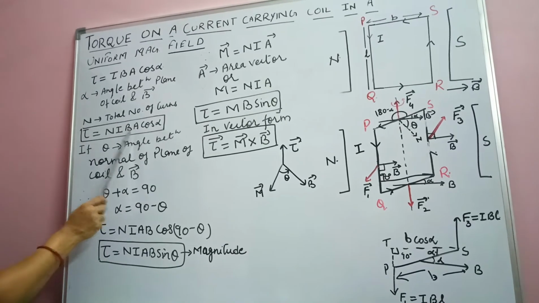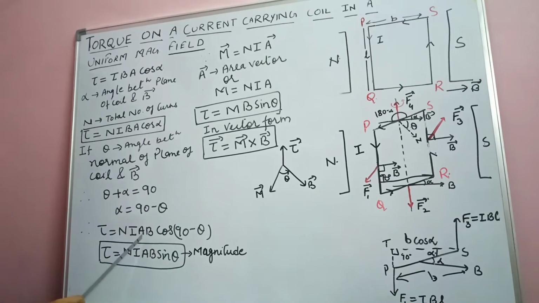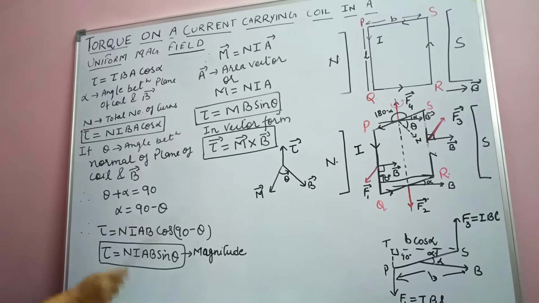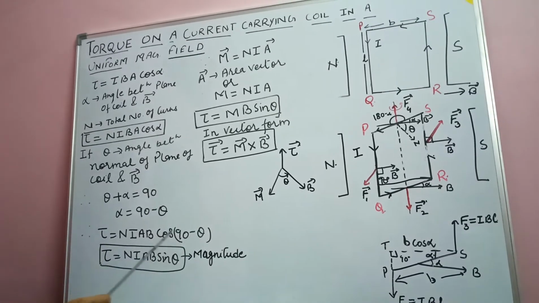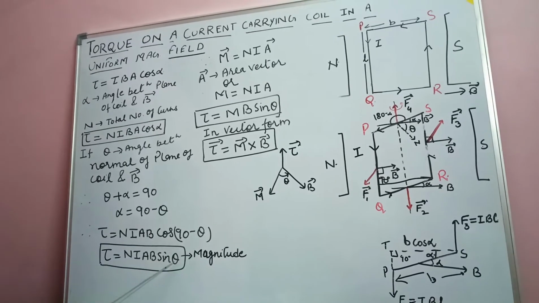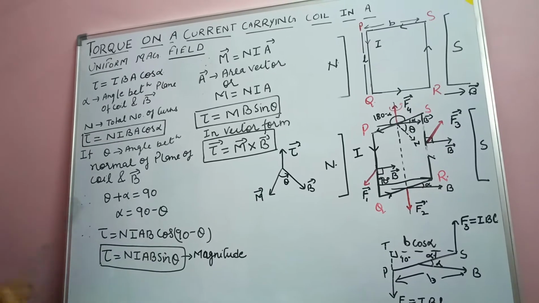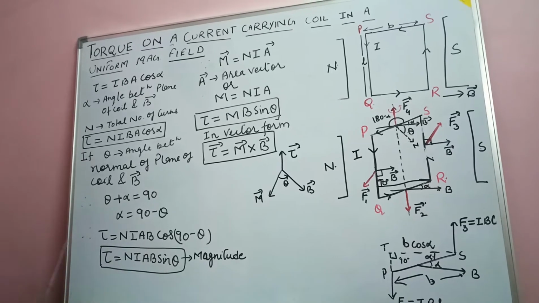In this expression, substitute the value of alpha. Torque is equal to NIAB cos(90 minus theta), since in place of alpha we have written 90 minus theta. Cos(90 minus theta) is equal to sin theta. So the expression in terms of theta, the angle of the normal of the plane of the coil with the direction of the magnetic field, comes out to be torque equal to NIAB sin theta. This is the magnitude form.